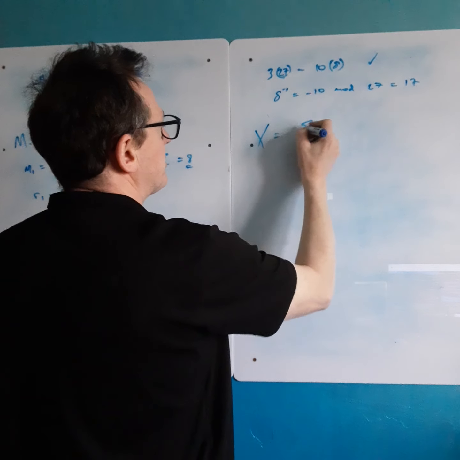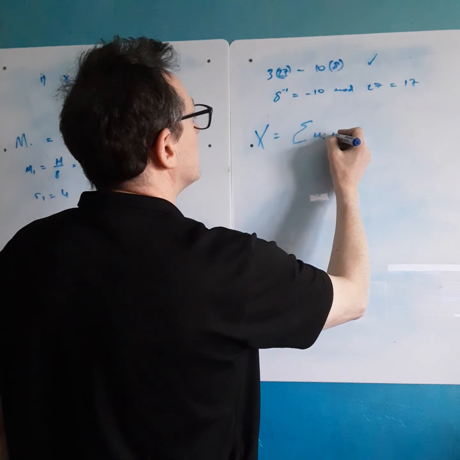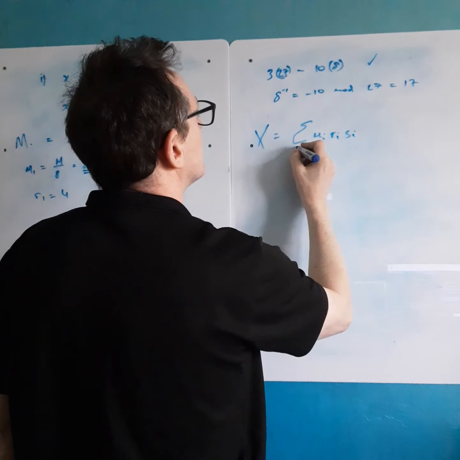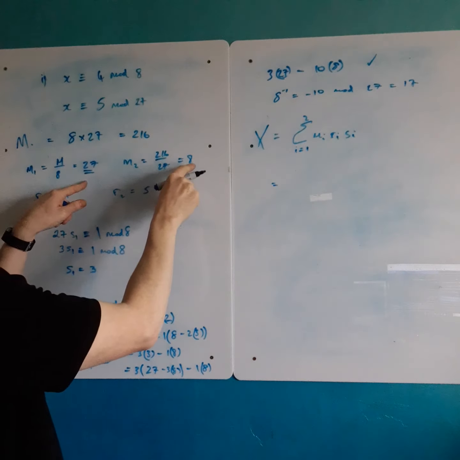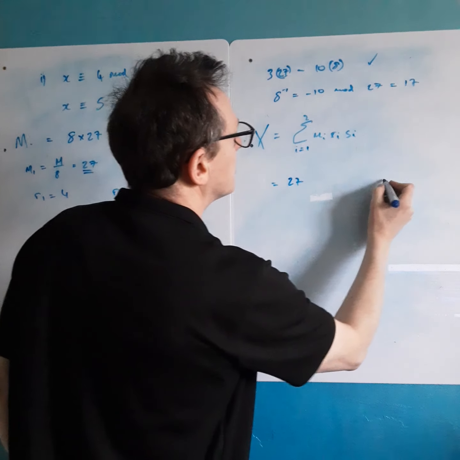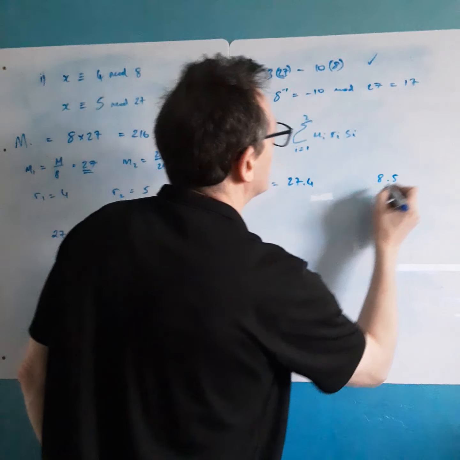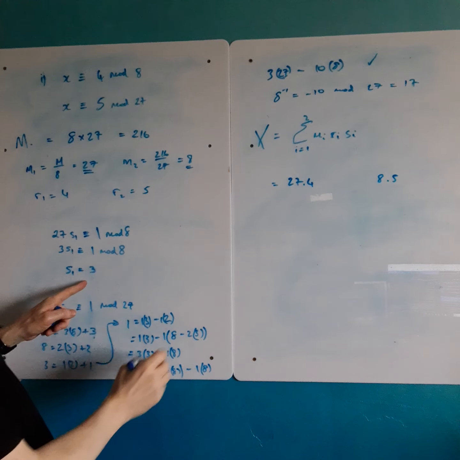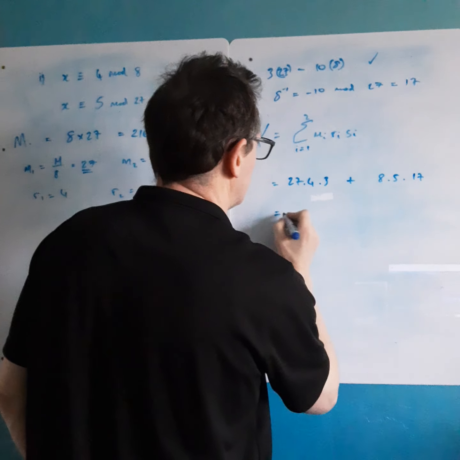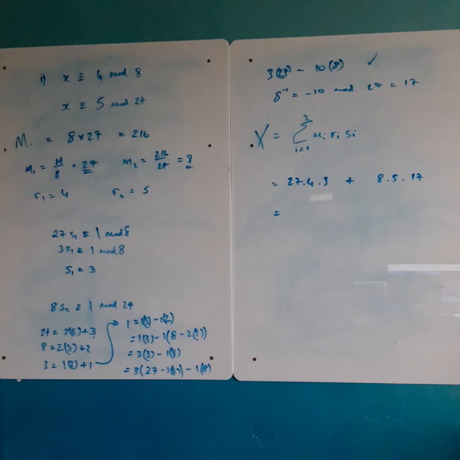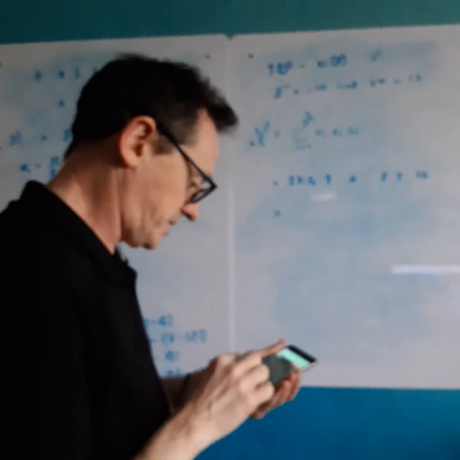The solution is going to equal the sum of the Mi ri Si, i equals 1 up to 2. There's only 2 of them. So basically I put down the two numbers, the 27 and the 8. Put down the two r's, 4 and 5, and the two solutions, which were 3 and 17. And a plus in the middle. Whatever this number is going to be the answer. I have to break out the calculator again, so hopefully I don't make any mistakes.